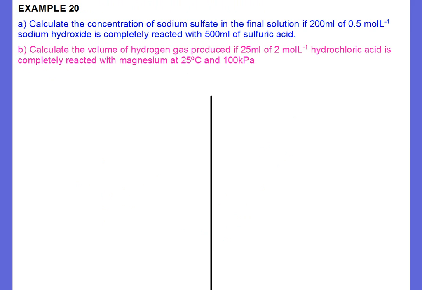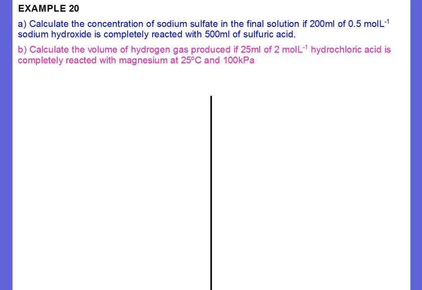So let's look at the questions we have for example 20 to teach us how to solve these sorts of questions. The first one is calculating the concentration of sodium sulfate if you mix some sodium hydroxide with a sulfuric acid solution. And the second question is about finding the volume of hydrogen gas if you react some hydrochloric acid with magnesium.